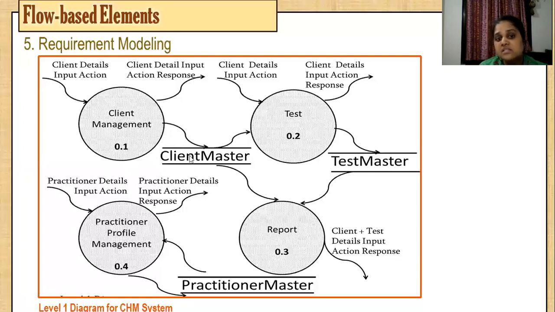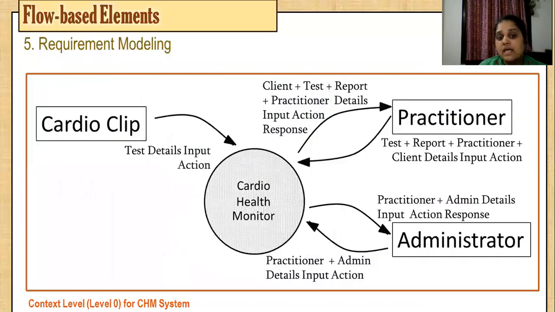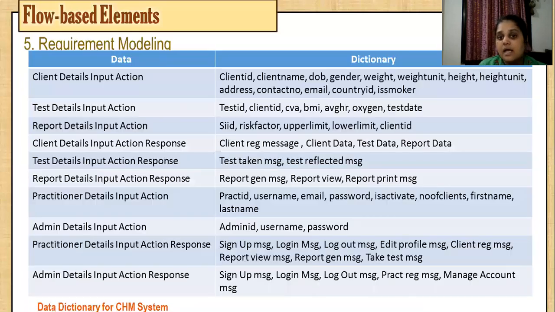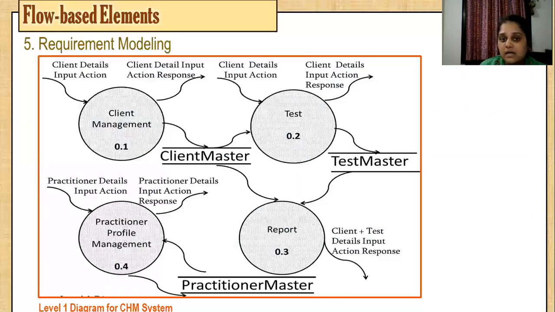There is no external entity mentioned here. External entity is shown in level 0, and here you don't have external entities. You have data store, data flow and process. Okay, next functionality is the test functionality where client input details are given, output details are given, data of the client is taken from here and it is stored in test master. Okay, so these things are in a test master.